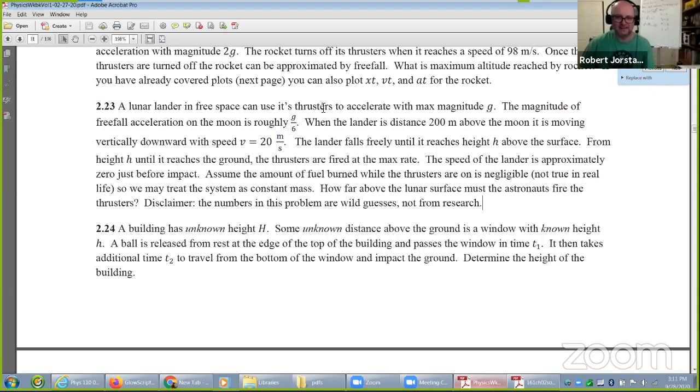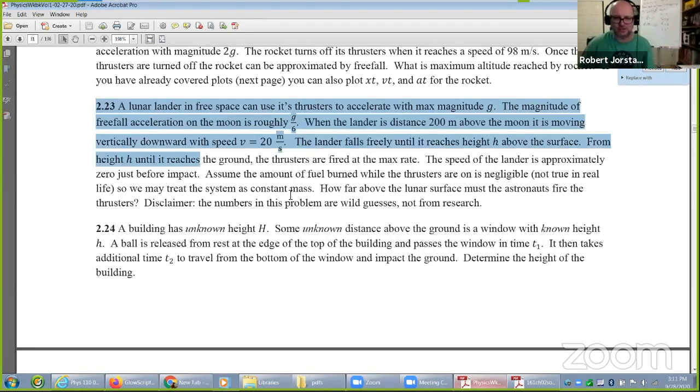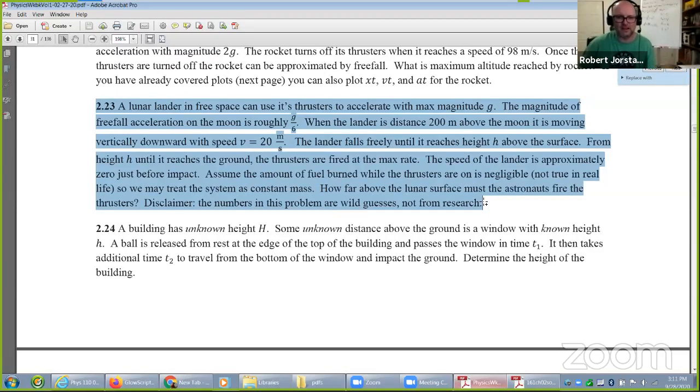But yeah, let's take a look at this problem and just try to get an appreciation for just one phase of that massive trip to the moon. All right. So we have this one: a lunar lander in free space can use its thrusters. Okay, so the free fall acceleration is g/6 in magnitude.